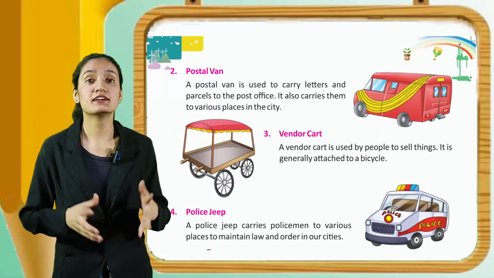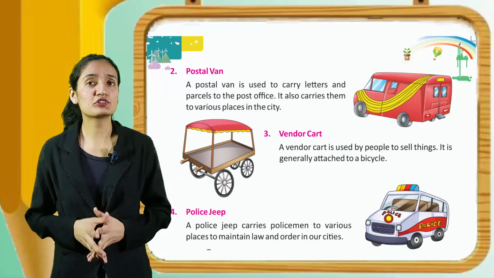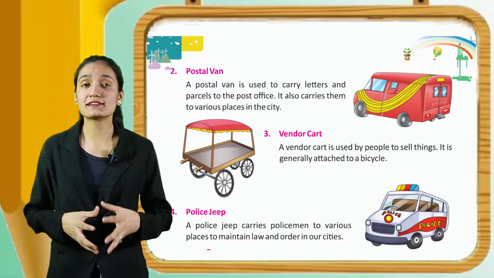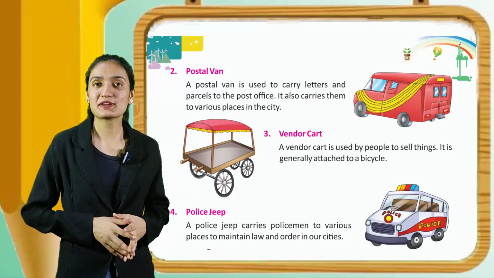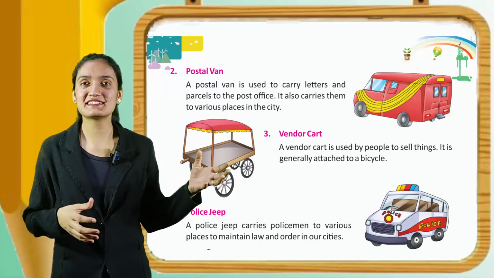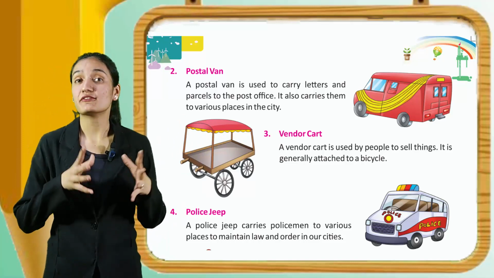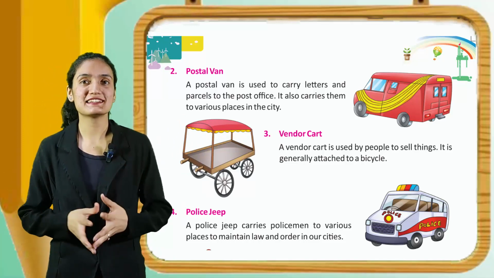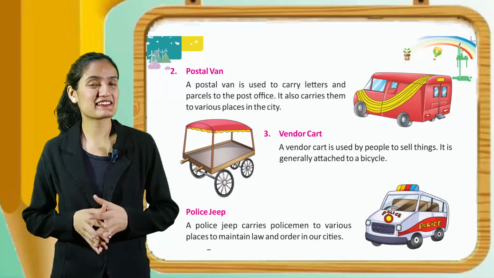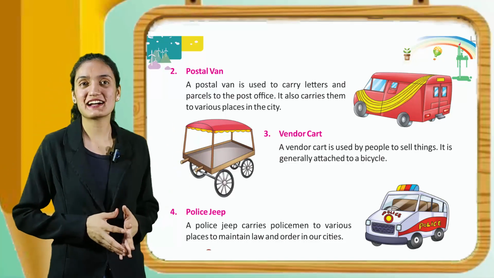Now, second, postal van. A postal van is used to carry letters and parcels to the post office. It also carries them to various places in the city. You can see in the picture. Now, vendor cart. A vendor cart is used by people to sell things. It is generally attached to a bicycle. Here's the picture of a vendor cart.